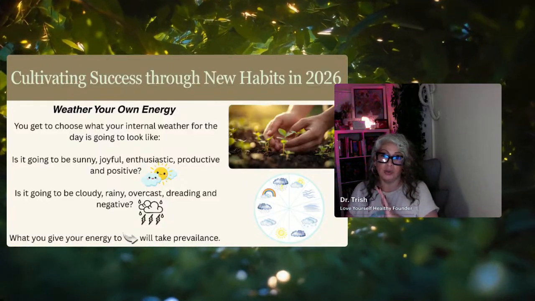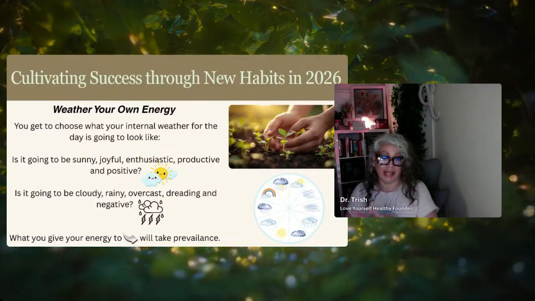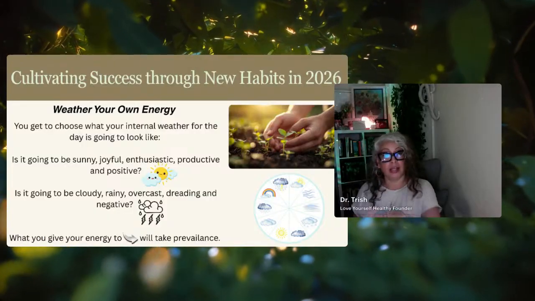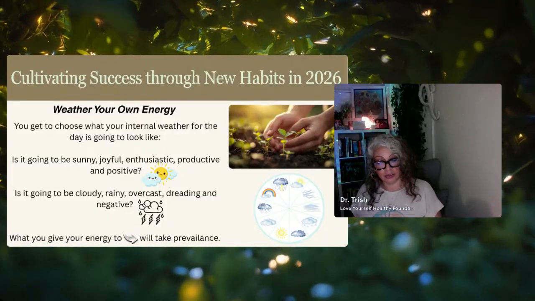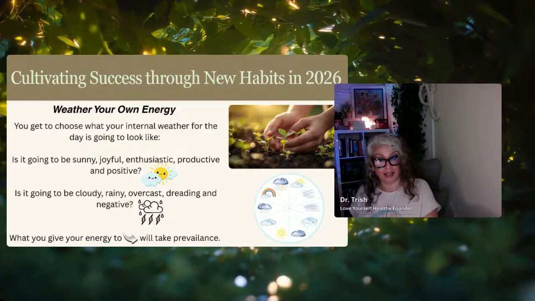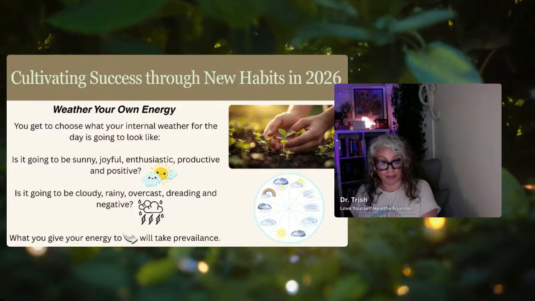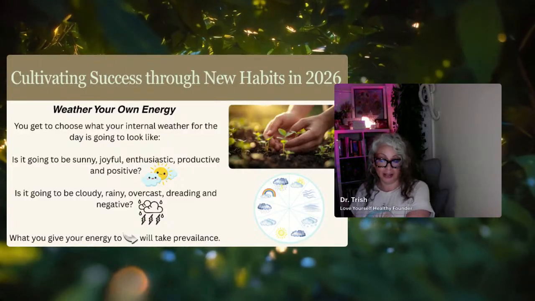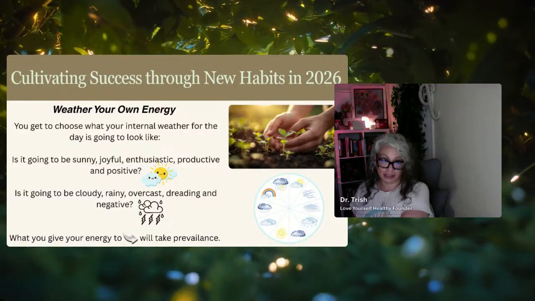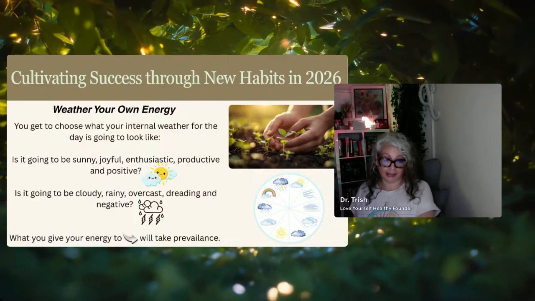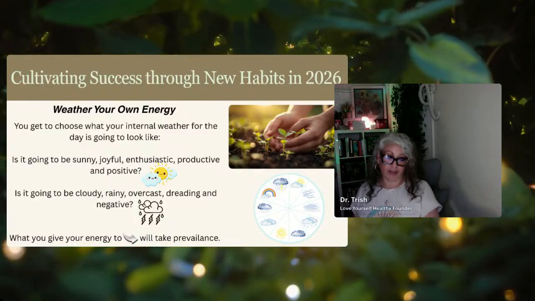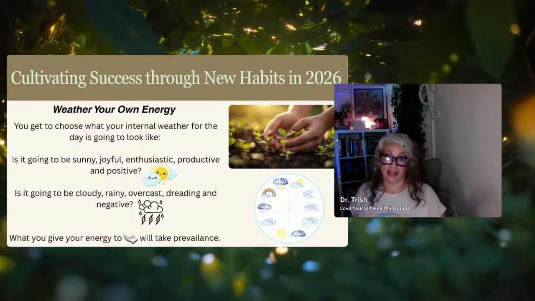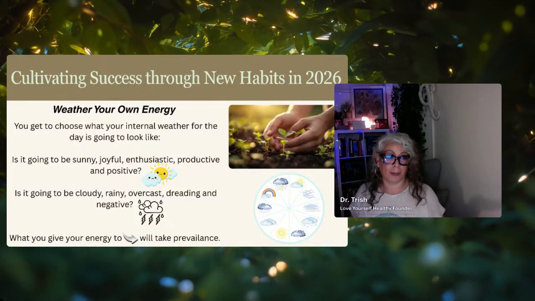So what you give your energy to will take prevalence, but when you fall and you've given in to something that's now prevailing, don't give up. Keep going. Keep trying. Be kind to yourself. Give yourself grace. Pardon yourself. Forgive yourself and ask God for his grace. That's the best thing I can tell you to do. Okay?